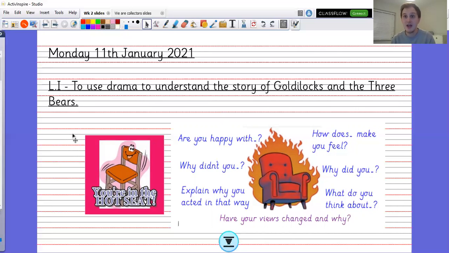Maybe you could repeat that activity now with the people at home and pretend to be one of the bears. You could pretend to be Daddy Bear and you could be all grumpy about somebody eating your porridge. Or you could pretend to be Mummy Bear or Baby Bear.